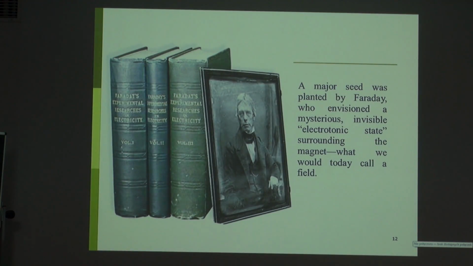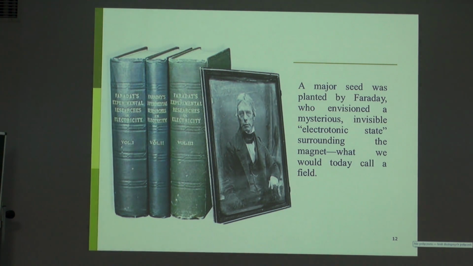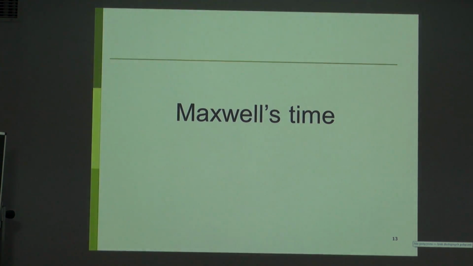The major seed was planted by Faraday, who imagined a mysterious, invisible electrotonic state surrounding the magnet, what we would today call a field. He posited that changes in this electrotonic state are what cause electromagnetic phenomena. Faraday also hypothesized that light is an electromagnetic wave. But shaping these ideas into one complete theory was beyond his mathematical abilities. That was the state of affairs when Maxwell came onto the scene. So, Maxwell's time.